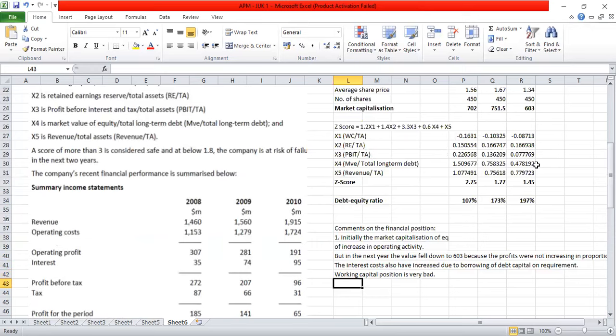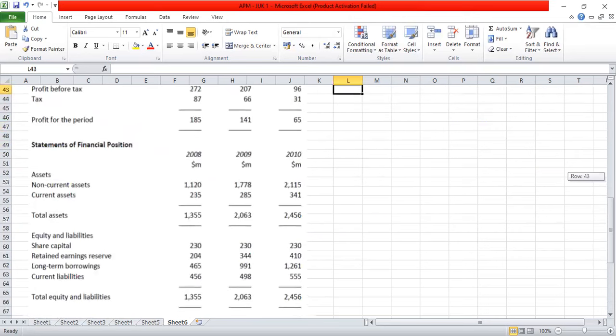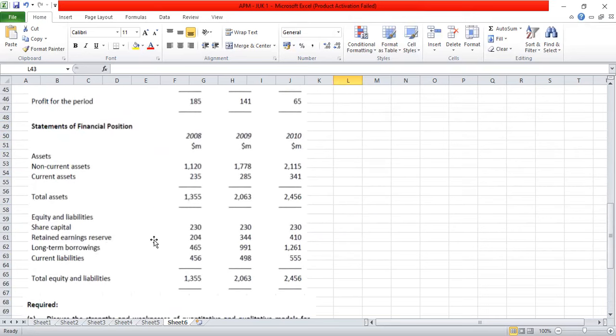The retained earnings versus the total assets. Okay. So they have retained some amount of retained earnings reserves. We see that the retained earnings are 204, 344 and 410. See, when the profits were not increasing, yet they went on to retain the profits, which means that dividends were not sufficient enough, which were paid to the equity holders. Therefore, all the profits that are available were retained. When they were retained, in that case, we see that the shareholders' dissatisfaction would be seen.